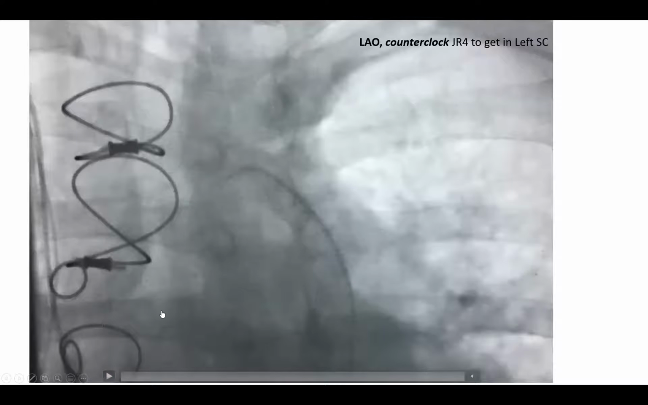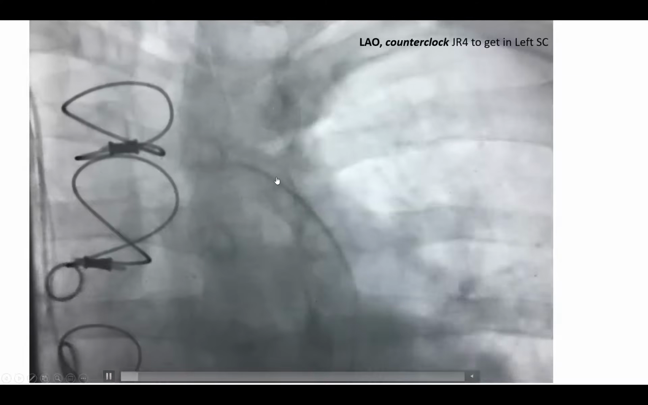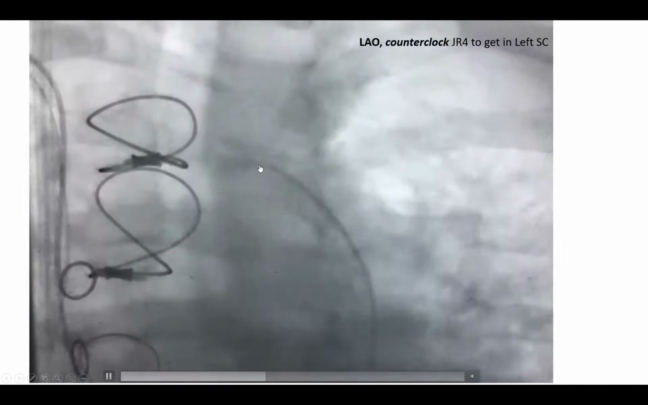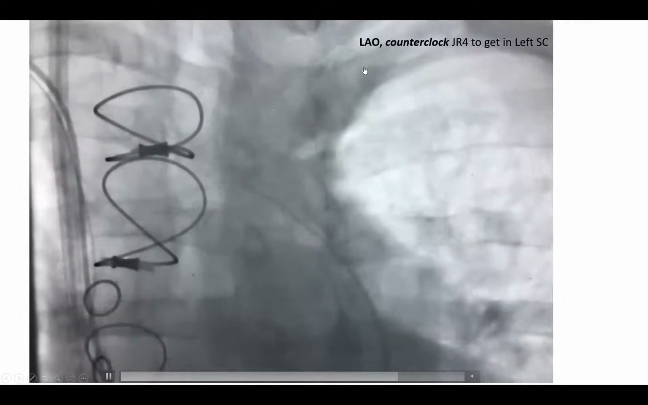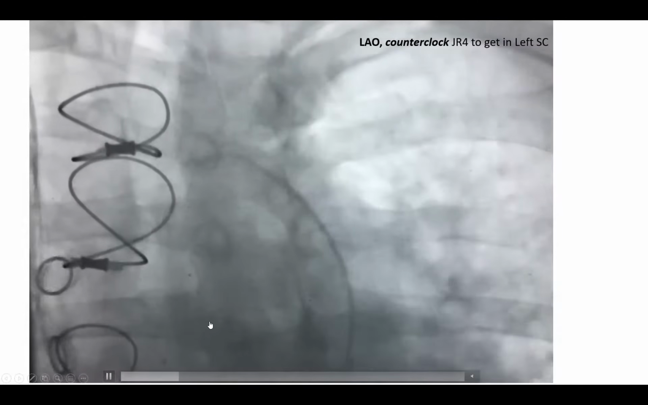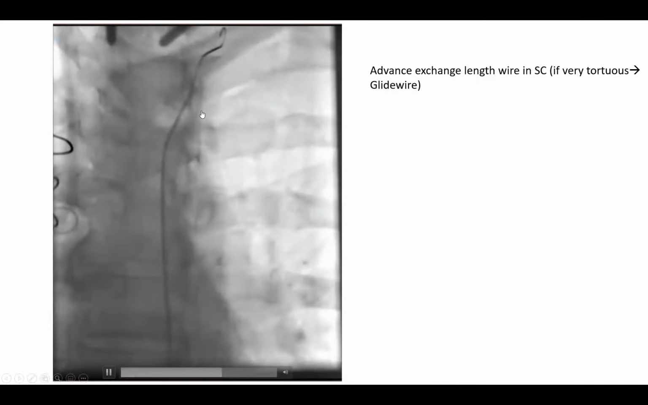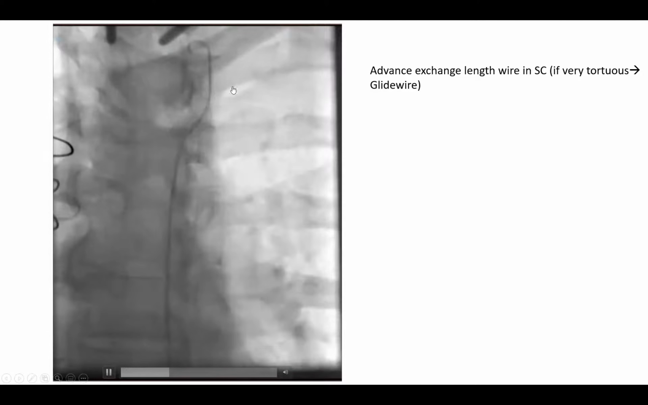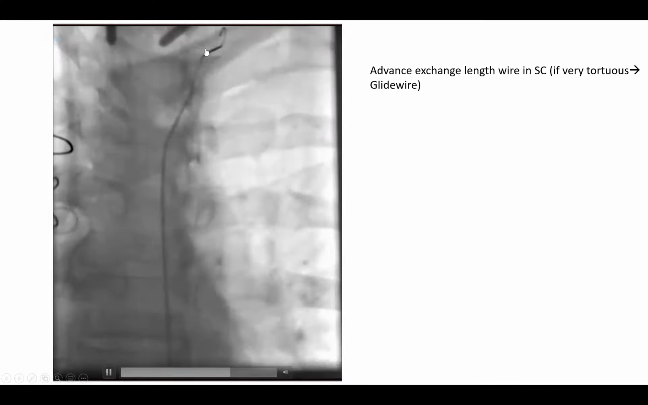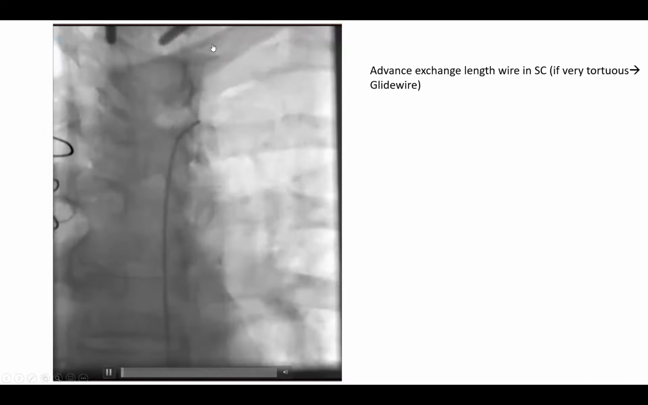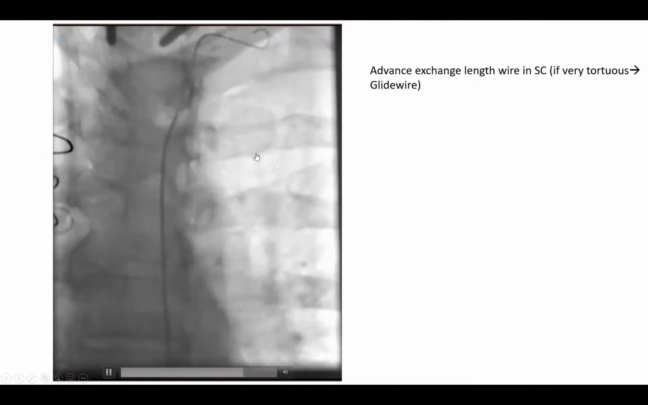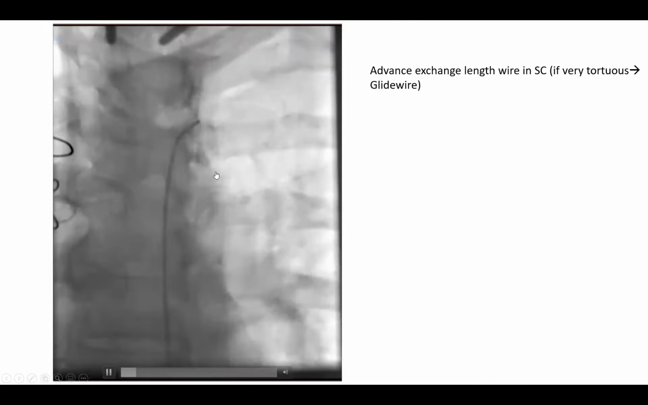Now, after we get the left subclavian, what is the next step? So we got that catheter in the left subclavian. The next step is to get to the LIMA, which is here. And how do we get to the LIMA? So we finished getting the subclavian. Now we're thinking of getting into the LIMA. So we have to advance an exchange length wire, and exchange that JR4 for an IMA catheter or an IM catheter. JR4 is not the best catheter to engage the IM, the LIMA.